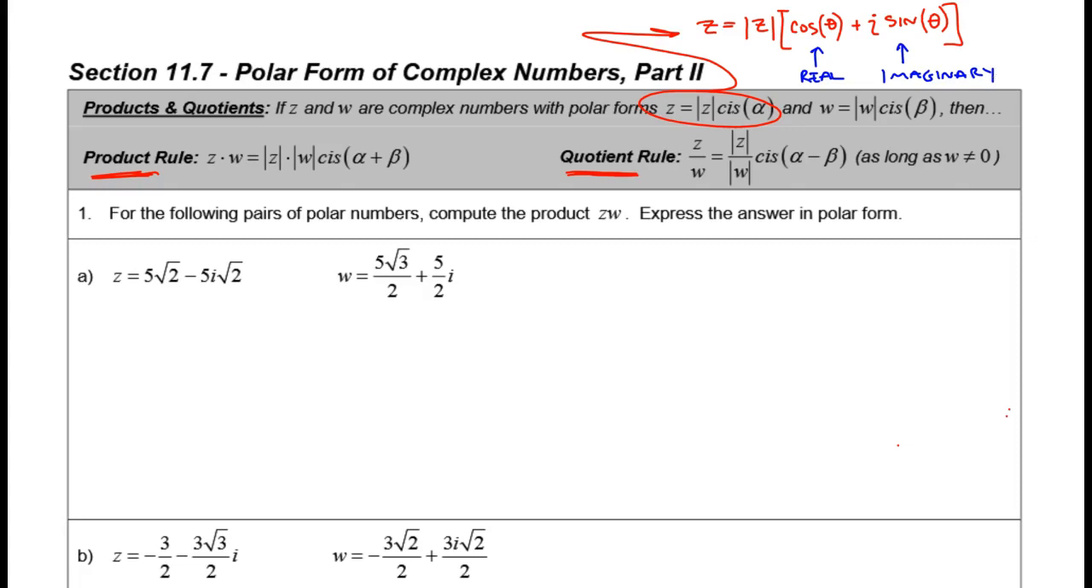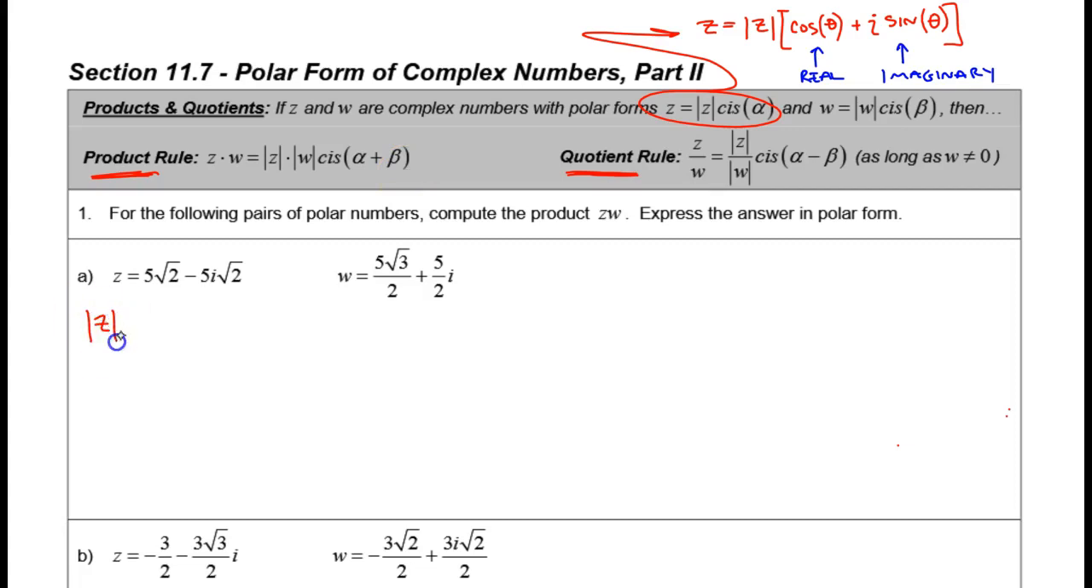Let's do an example. First thing up, for the following pairs of polar numbers, compute the product z times w, express the answer in polar form. So here's my number z, here's my number w. If I look up here at the product form, I know I need the modulus of each. I also need the angle for each. So I'm going to go ahead and do both of those things now.